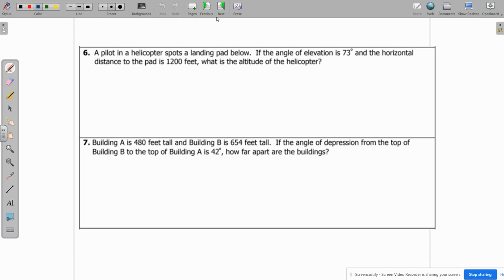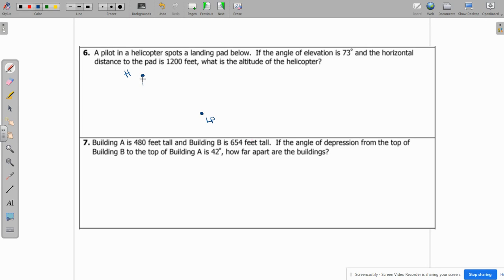Let's look at another example. A pilot in a helicopter spots a landing pad below. If the angle of elevation is 73 degrees and the horizontal distance to the pad is 1,200 feet, what is the altitude of the helicopter? So if this is our helicopter and there's a landing pad off in the distance but below, so here's our landing pad, it tells us that we're looking for the altitude.